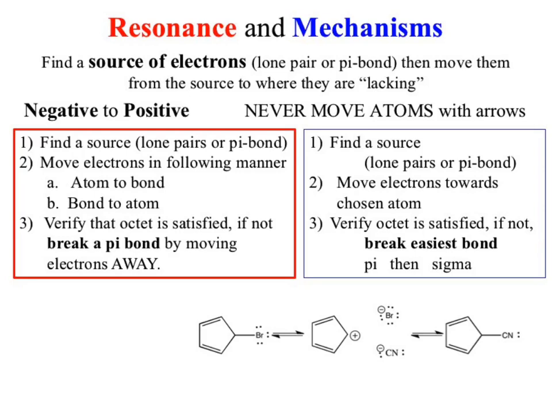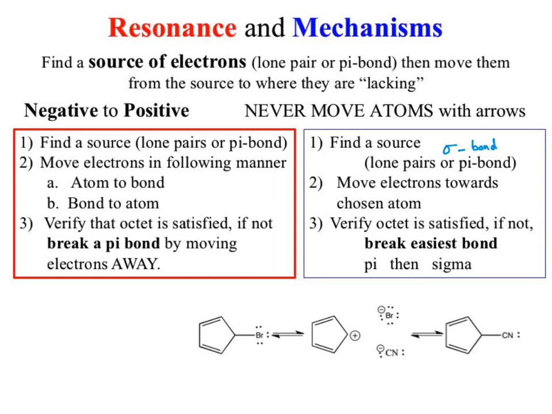In a mechanism, we're going to do something similar. We're going to find a source of electrons. Typically, that source of electrons is lone pairs or pi bonds, but it does not have to be. It can sometimes also be a sigma bond. Right? And we're allowed to do that in a reaction because in a reaction, we are literally breaking and making sigma bonds. So I'm allowed to do that.